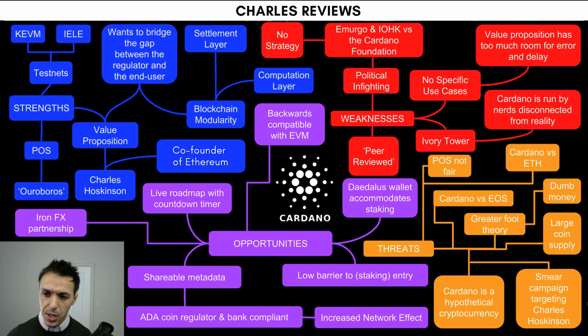The third threat facing Cardano are the smear campaigns targeting Charles Hoskinson, and that's why I put it as a threat, because I don't actually see anything wrong with Mr. Hoskinson's character. Basically, there are numerous statements made by Charles Hoskinson on Twitter that suggest that he is uncouth and not sensitive to the feelings of others.